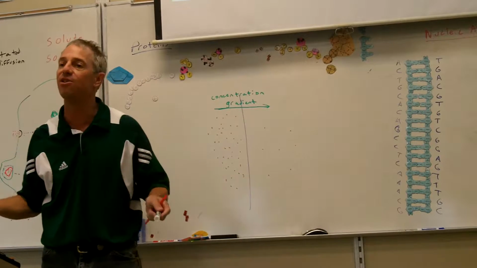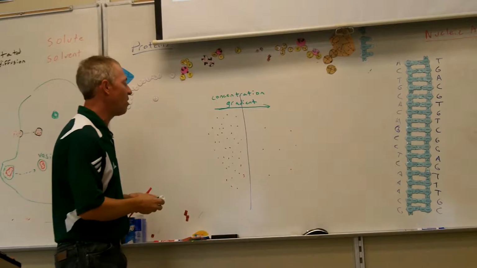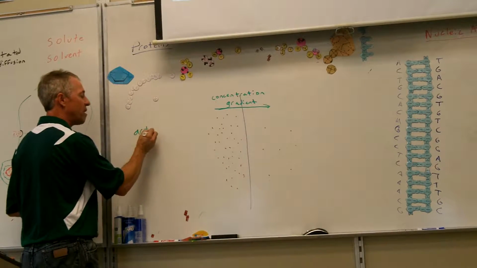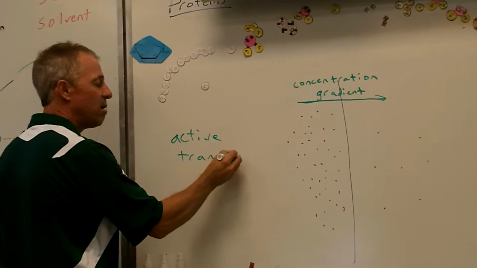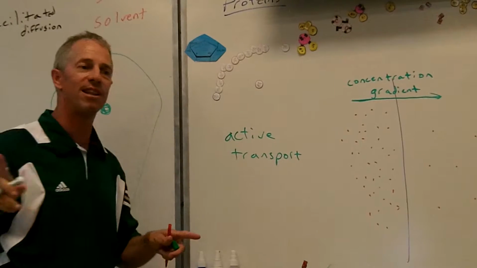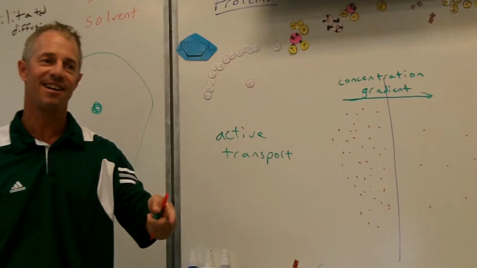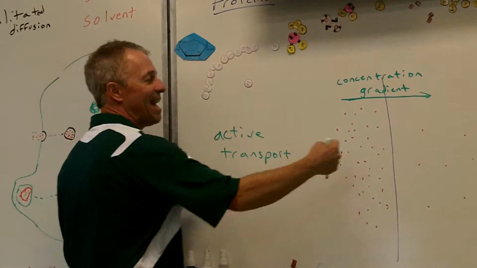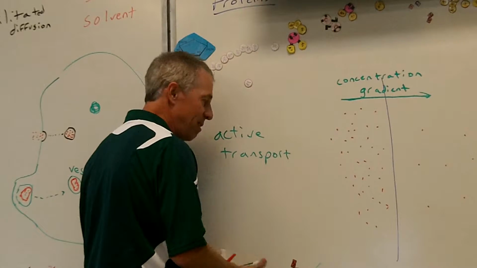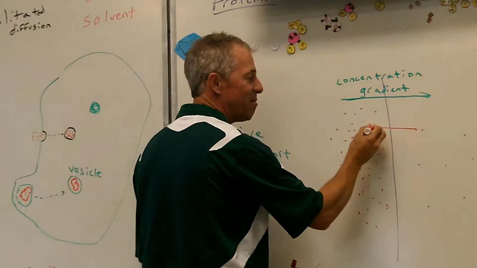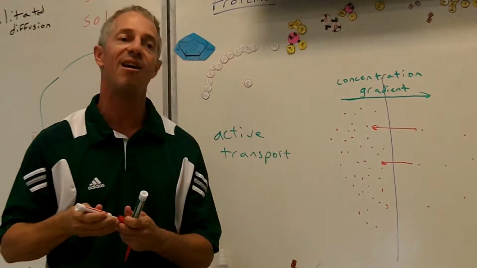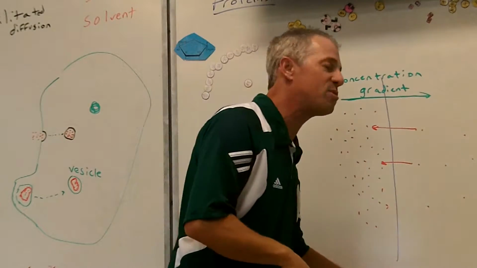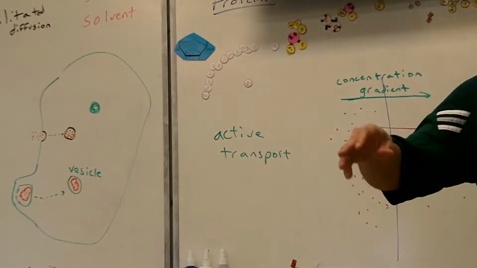That requires energy. So that's called active transport. Can you say active transport? Active transport. Everyone at the same time, loudly? Active transport. That's going the opposite direction. That's pulling these things inside, making them go that way in the reverse of the concentration gradient. That requires energy. Let me explain to you an example of this.